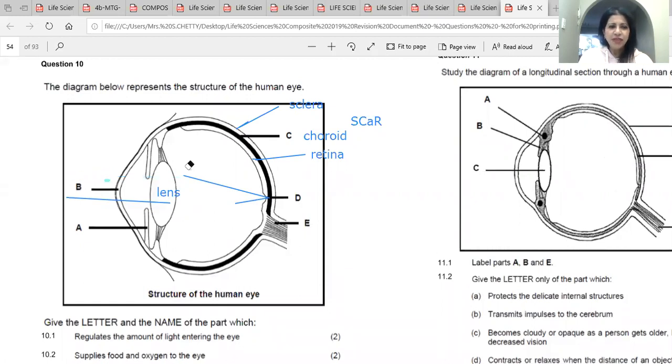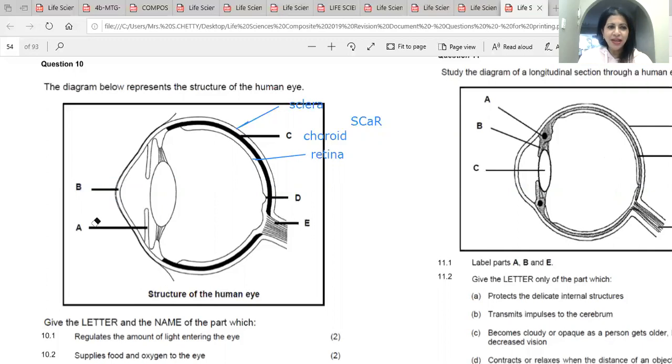Anything that is convex will cause the light rays to bend. So notice this is convex, that is your cornea, and notice your lens is biconvex, meaning it's convex on both its surfaces. So it also serves to refract the light rays onto the yellow spot. Now the cornea is transparent to allow the light to come through, and it is convex to refract the light rays.